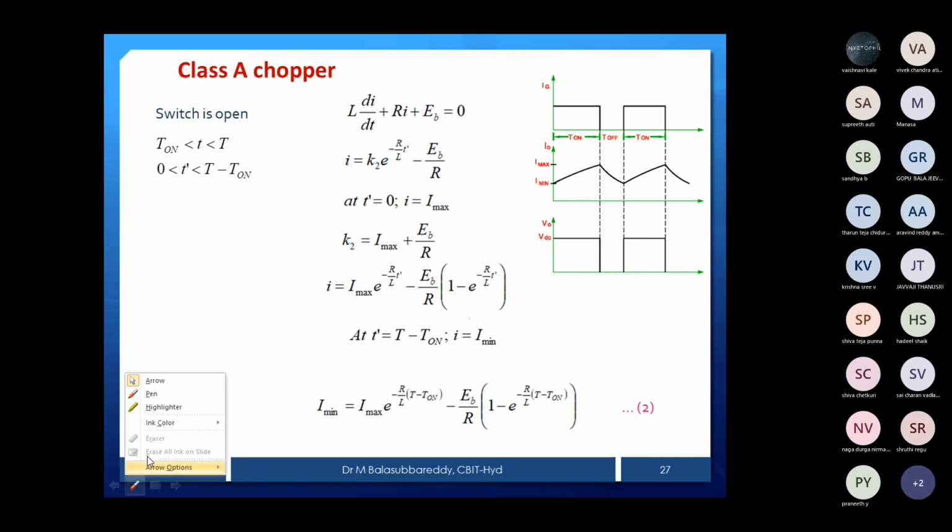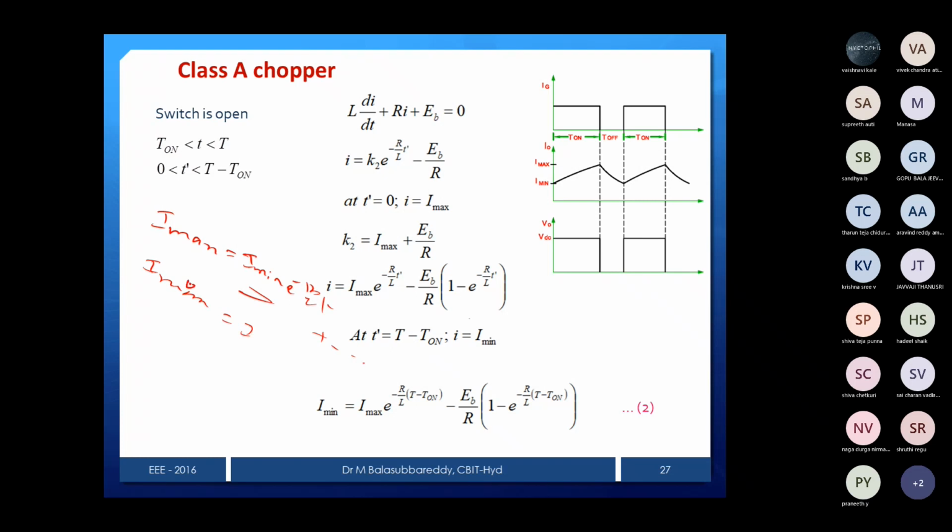Now you have two equations. What are the two equations? Earlier, one equation we have: I max is equal to I min into e power minus R by L into T, and so on. And this is I min is equal to I max into e power minus R by L into T minus T on. So these are two equations and two unknowns. What are the unknowns? I maximum and I minimum. So you have to equate.